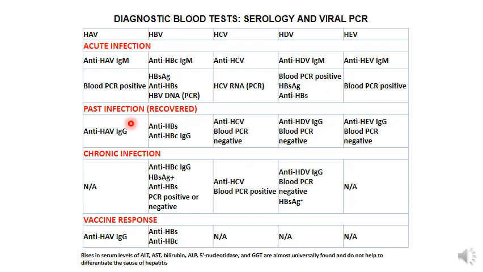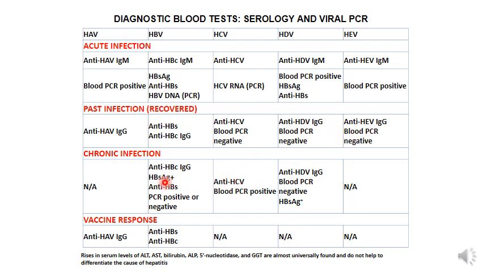Past infection or recovered, you check for IgG antibody against hepatitis A. Most of the community children below 5 years, 90% or more, may have IgG antibodies against hepatitis A in our community. In case of hepatitis B, you check for anti-hepatitis B surface antibody and anti-core antibody IgG. This is recovered. Hepatitis C, anti-hepatitis C virus antibody, PCR negative. Here also PCR negative because there is clearance of the virus. Same applies to D and E.